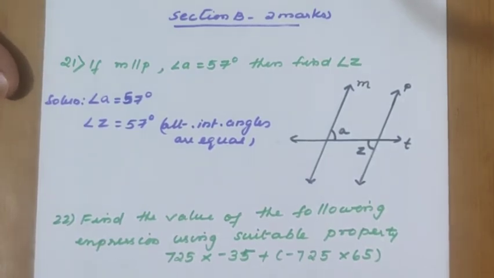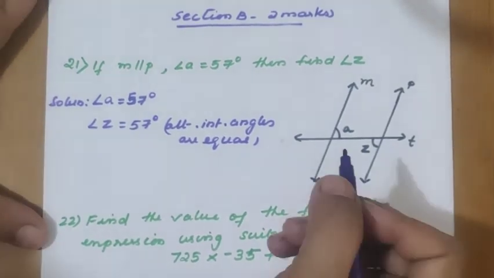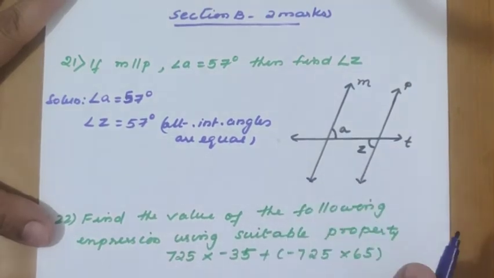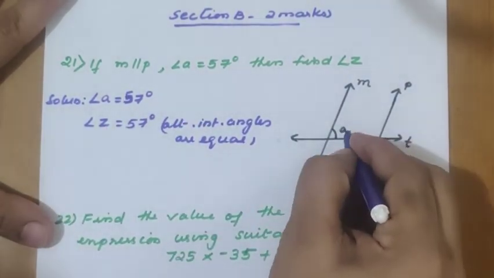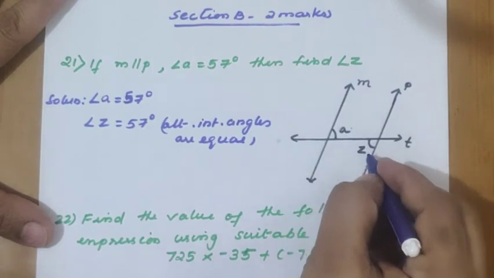Now section B, which carries 2 marks. If M parallel to P, angle A equal to 57 degrees, find angle Z. So already the two lines are parallel is given. Then angle A equal to 57. What is the angle for angle Z is asked. So angle A equal to 57 here and Z is here.